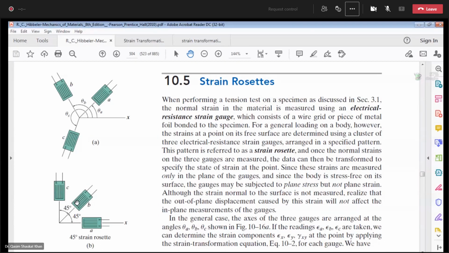Sir, I understand the figure, I just wanted to confirm whether we can call that also a 45 strain rosette pattern or not. Good question. I think we can, because 45 degrees basically tells us that the difference between the strain gauges is 45 degrees. So with a difference of 45 between the strain gauges, it can be said to be a 45 degree strain gauge.